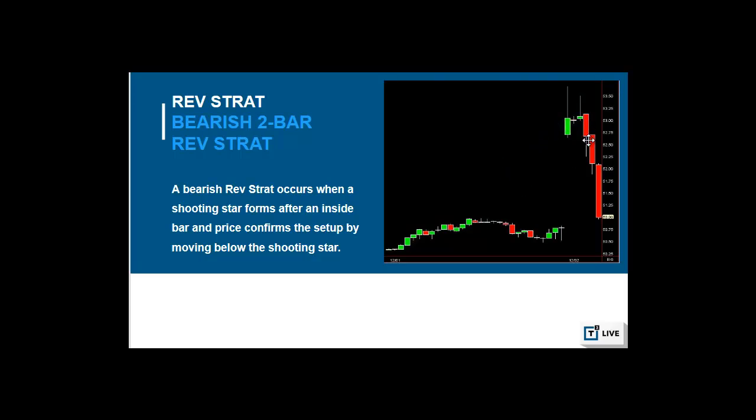Right. Once again, the ill-timed pivots for anybody here trying to stay long would be the bottom of this, the bottom of this, and the bottom of this. Rev strat 1, 2, 3 triggers them all. Boom, boom, boom, boom, boom.